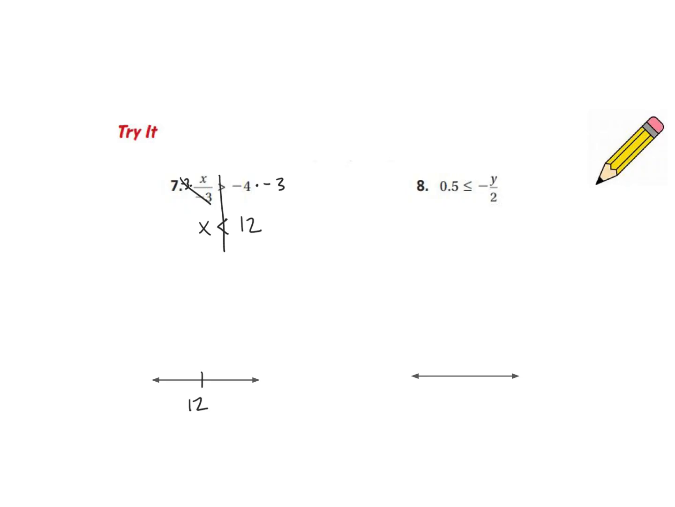Coming here, 12 is my reference point. I cannot be equal to 12 since I don't have an equal to bar, so I get an open circle. And this time my variable is not being eaten by my alligator, it's eating the number, so I want numbers that are less than.